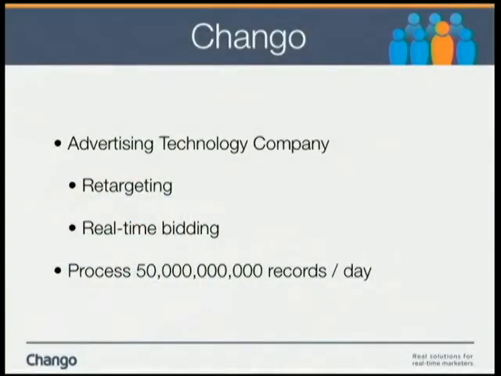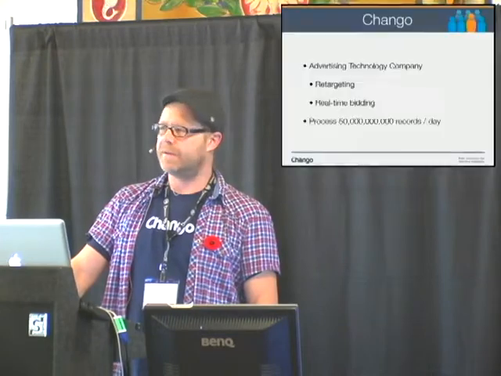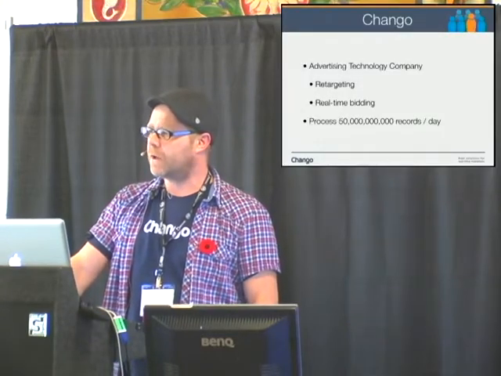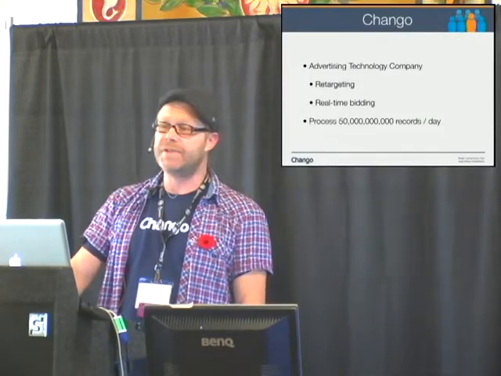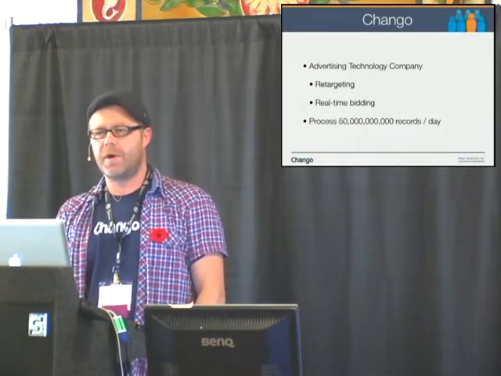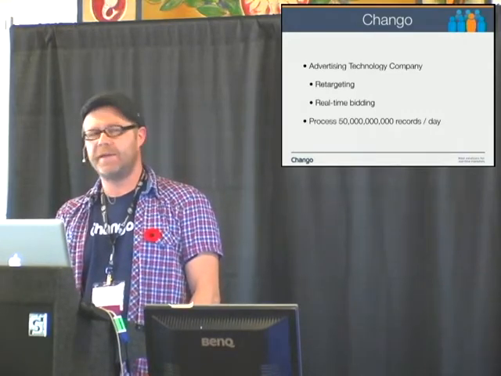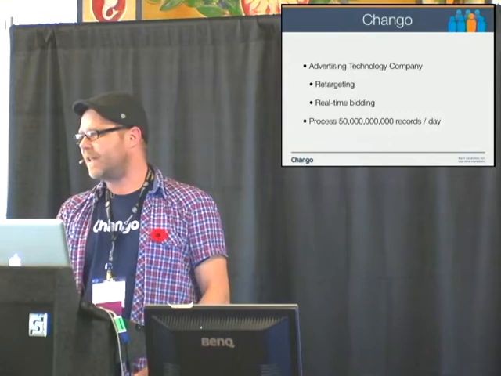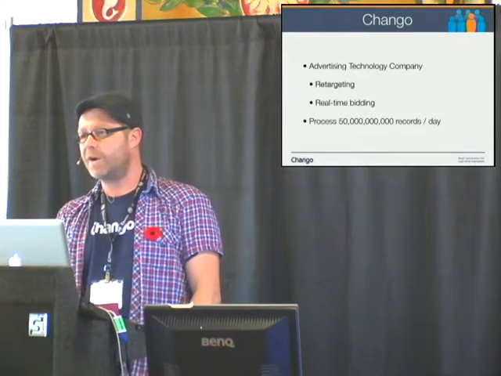So Chango's an ad tech company. We do search retargeting. We're on the exchanges, the ad exchanges. There are about 10 exchanges we're on. We get hundreds of thousands of requests for displaying ads per second. This translates into billions of records per day.